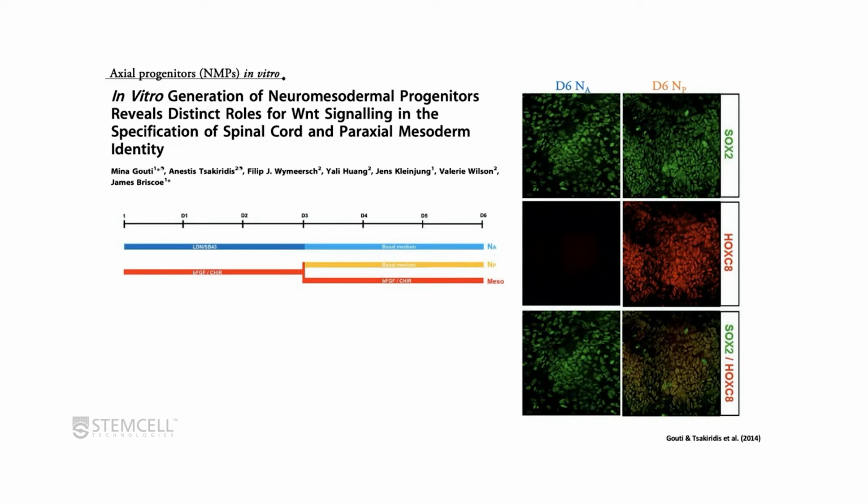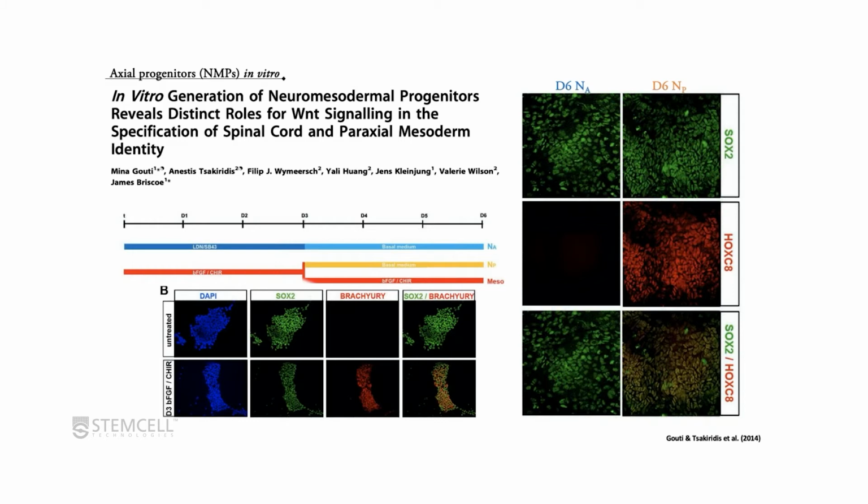Notably, the second approach presented resulted in the upregulation of trunk Hox genes like HOXC8, seen in the immuno on the right-hand side, that don't actually respond to retinoic acid. You can see here that in addition to this, the cells that exist in culture after 3 days of exposure to Wnt and FGF express SOX2 and brachyury in a heterogeneous fashion that reflects that of the axial progenitors that exist in vivo.